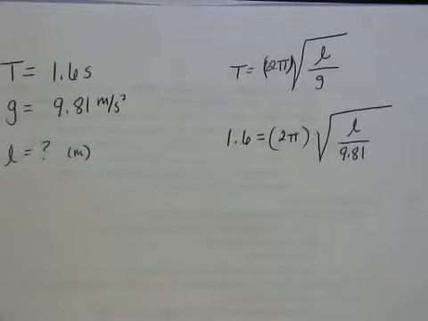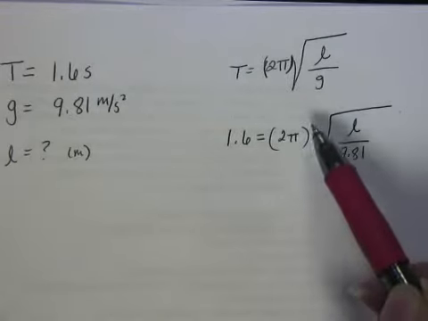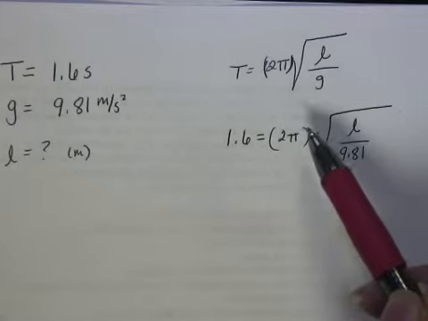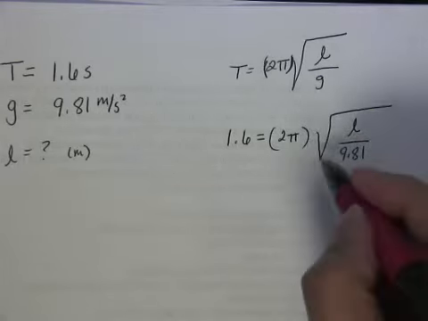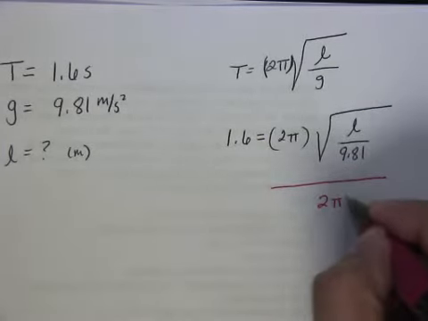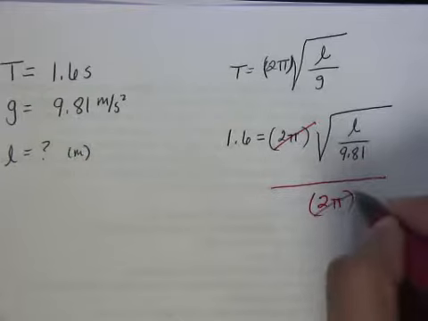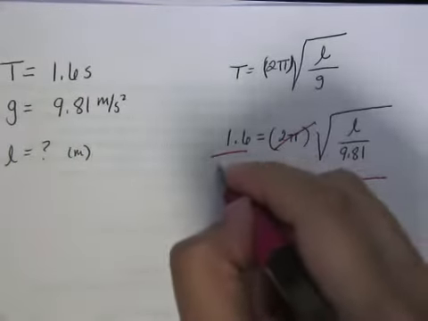Now, in order to solve for the unknown, which is L, we have to isolate it and get it by itself. So the first thing I'm going to do is get rid of this 2 pi. To do that, I'm going to use division, because division is the opposite of multiplication, which is what is taking place here. So I'm going to divide both sides by 2 pi. This will cancel out. Remember, whatever you do to one side of the equal sign, you must do to the other.